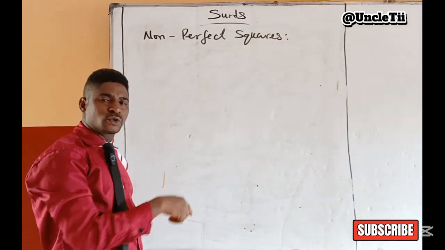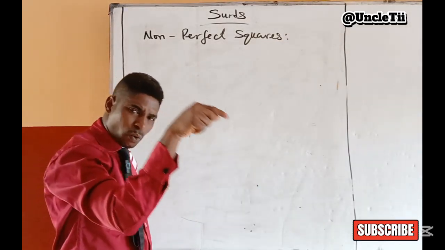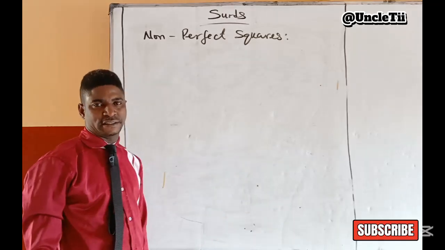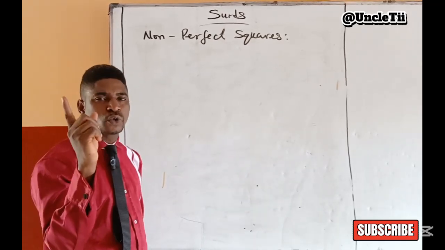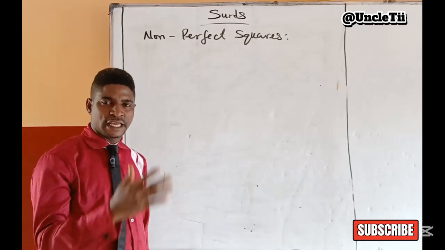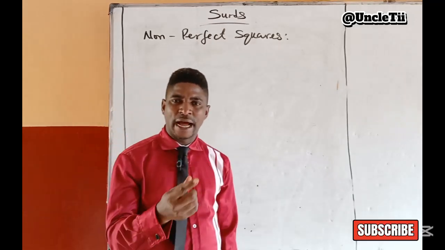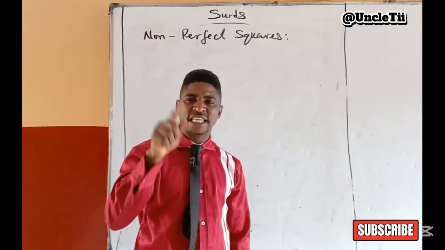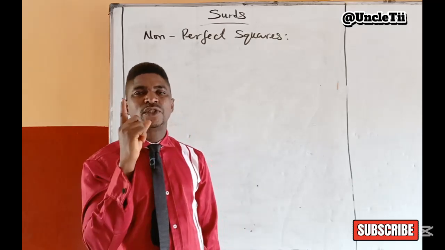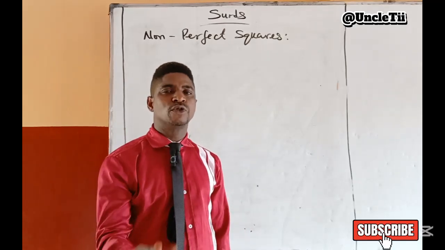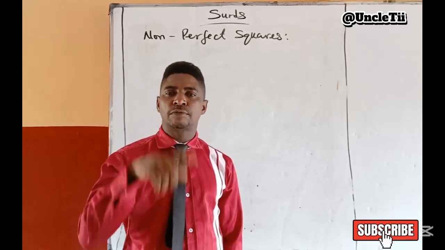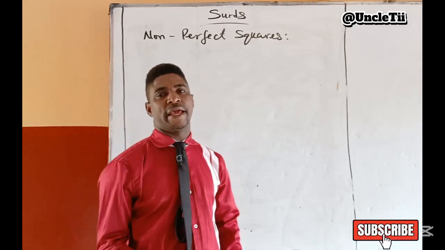The non-perfect squares are whole numbers whose square roots are not whole numbers. If I am a whole number and when you take my square root, the answer you get is not a whole number, then you say that I am a non-perfect square.